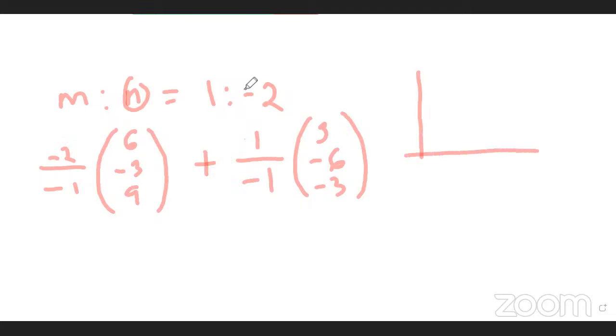We had the first one P here, then we had Q there, then we are talking of an external division R there. Like that. This is P, this is Q, then this is R. So R divides PQ in the ratio 1 is to -2.